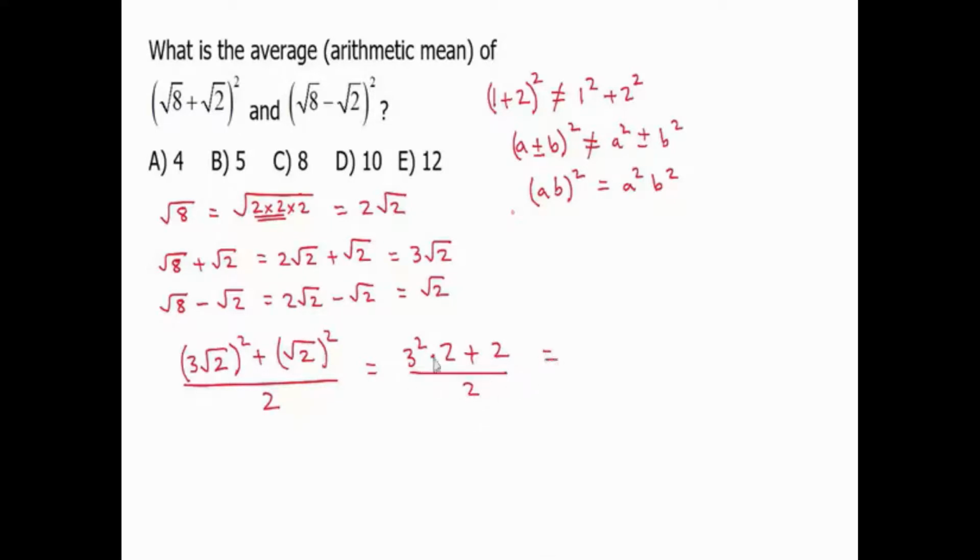So this is equal to 3 squared is 9, 9 times 2 is 18, 18 plus 2 is 20. So this is 20 over 2, which is equal to 10. The right option is D.